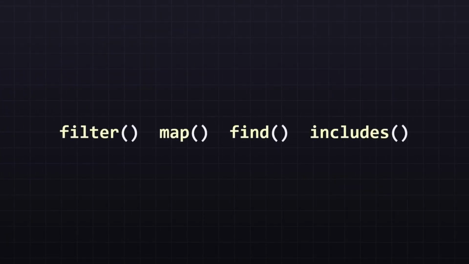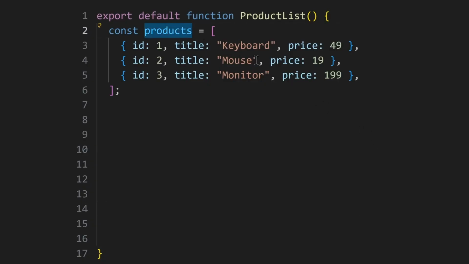Now let's get to the most important concept yet: array methods. React relies heavily on a few array methods. The most important one is map, because you can use this to turn data into UI. Imagine you have a products array. Each product has an ID, a title, and a price. Now you want to display that list on the page.